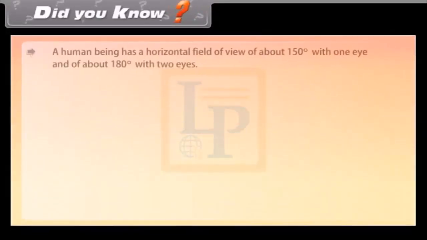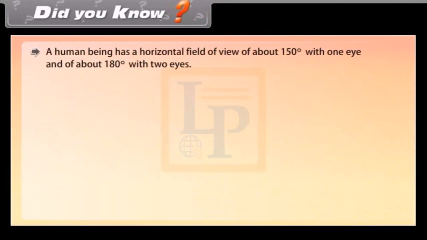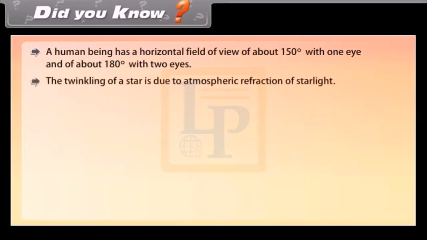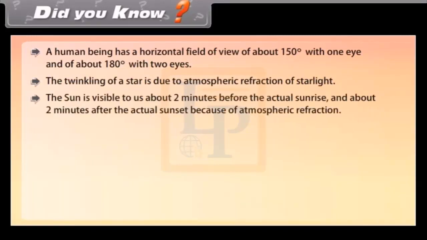Did you know? A human being has a horizontal field of view of about 150 degrees with one eye and about 180 degrees with two eyes. The twinkling of a star is due to atmospheric refraction of starlight. The sun is visible to us about 2 minutes before the actual sunrise and about 2 minutes after the actual sunset because of atmospheric refraction.